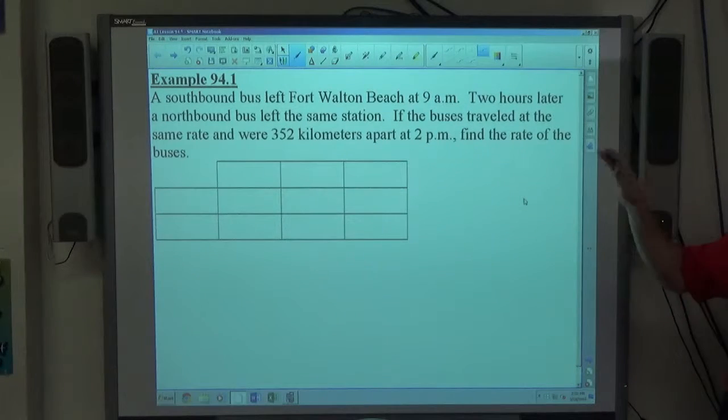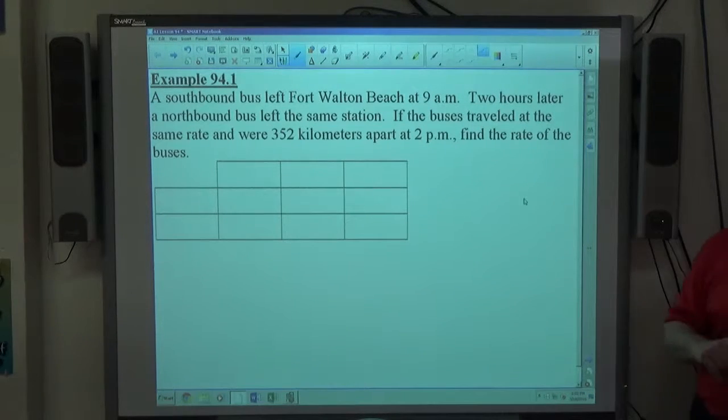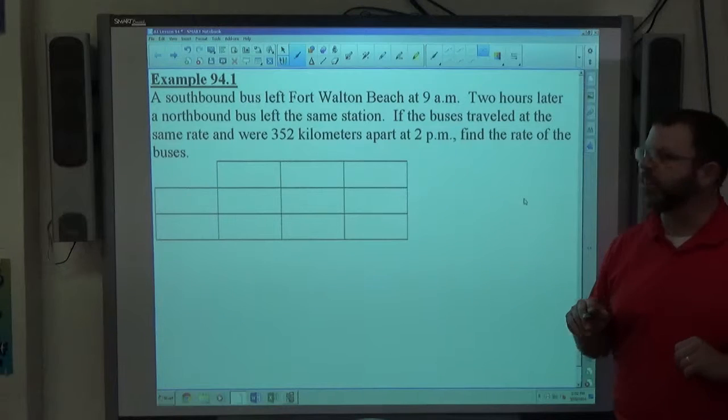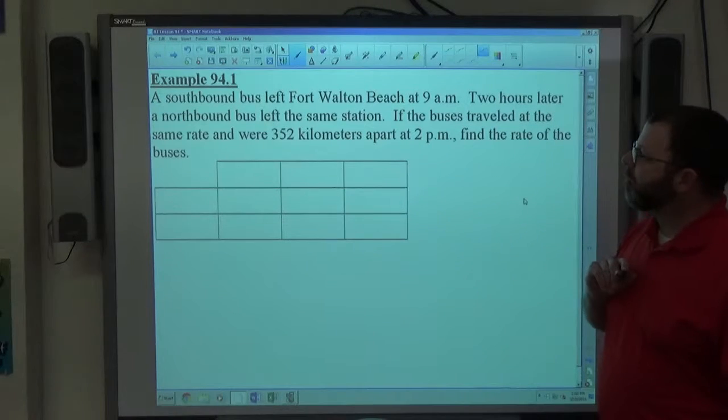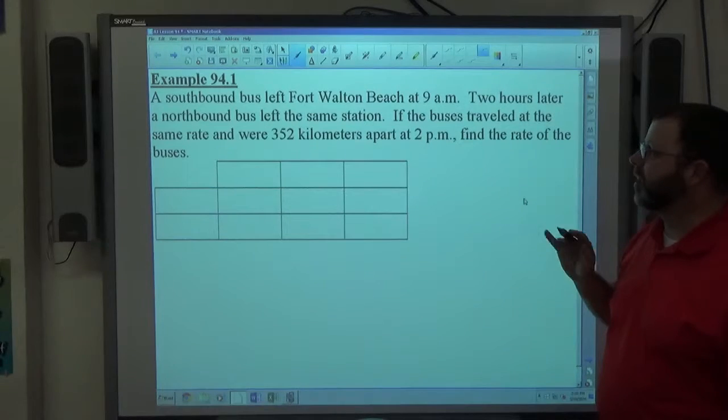The first thing I want to do is read the problem carefully to get an idea of who's going in which direction and do I know any distances. I don't care about speed or time when I'm doing this. I just care about distance. So I have a southbound bus leaving Fort Walton Beach at 9 a.m. 2 hours later, a northbound bus left the same station.